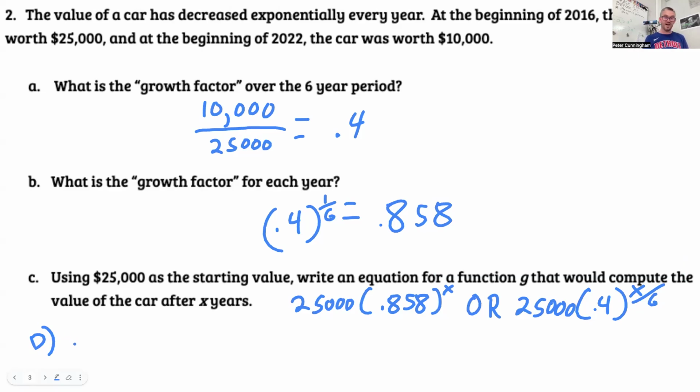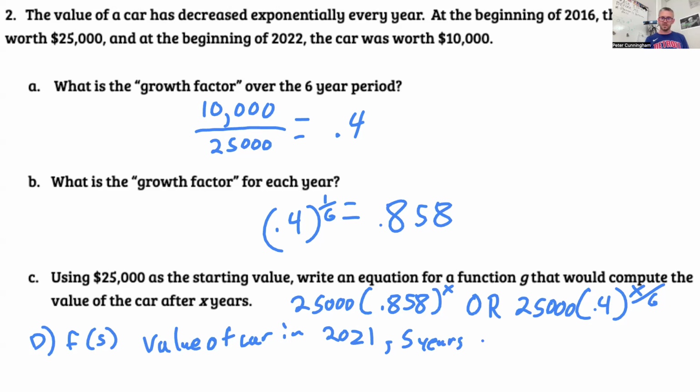Again, I'm not sure why I didn't include those context questions on the review slide, but either way, I'll add it now. So what does F5 mean in the context of this problem? Well, since the value we're talking about now is years, this would be the value of the car in 2021, aka 5 years after purchase.